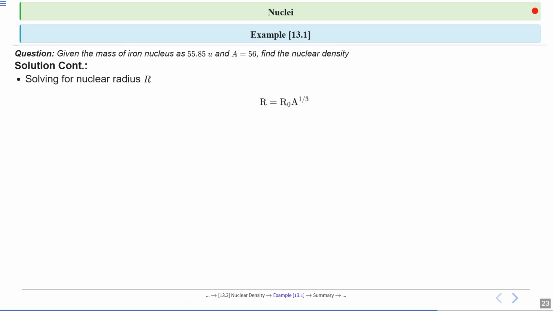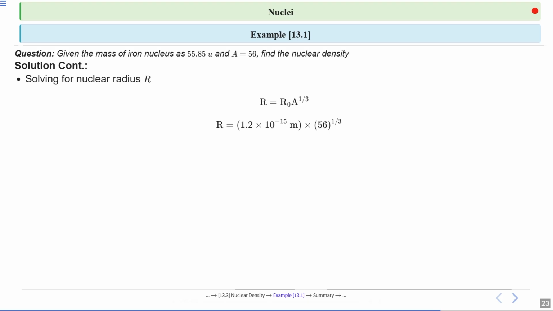First, let's find the radius of the nucleus. The formula we use is R equals R0 A raised to the power 1 by 3, where R0 is a constant, about 1.2 times 10 to the power minus 15 meters, and A is the mass number. This formula tells us that as the number of nucleons increases, the radius grows, but not linearly. It's proportional to the cube root of A.